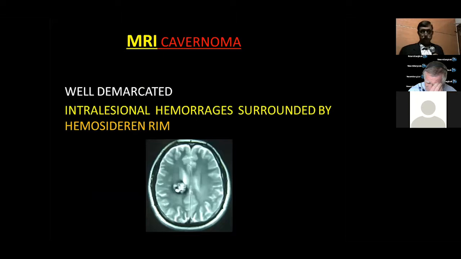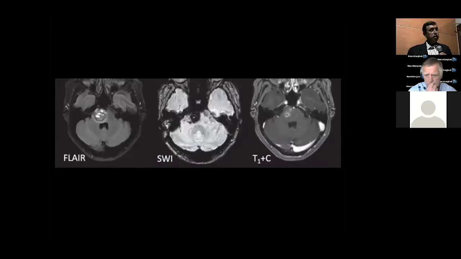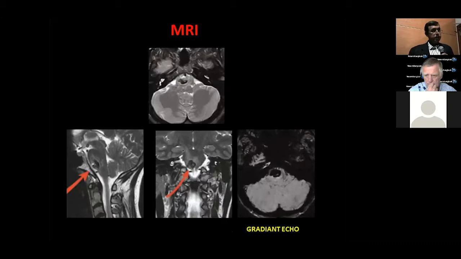These are the sequences, the FLAIR, the T1W, the contrast, and this is MRI. And this is very important, gradient echo. It is the best to show the cavernoma and the hemosiderin. Contrast, yes, I'm coming to that, yes, of course.